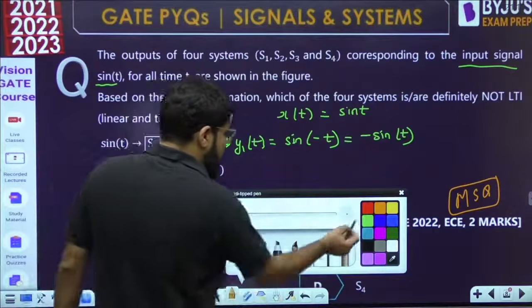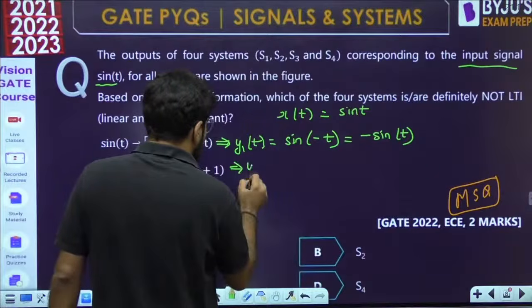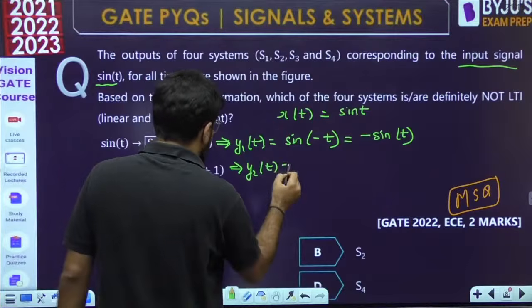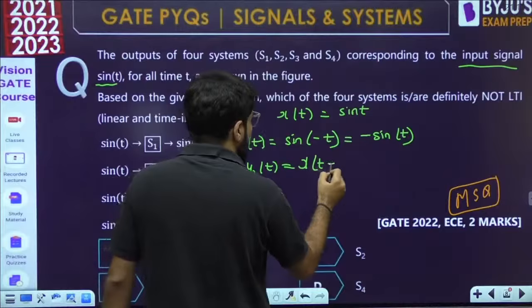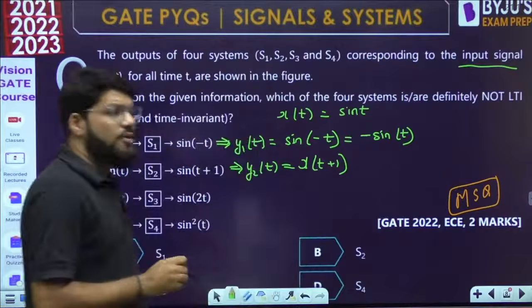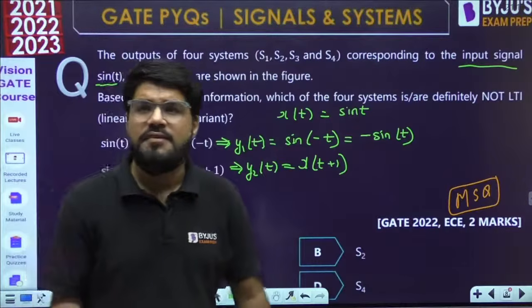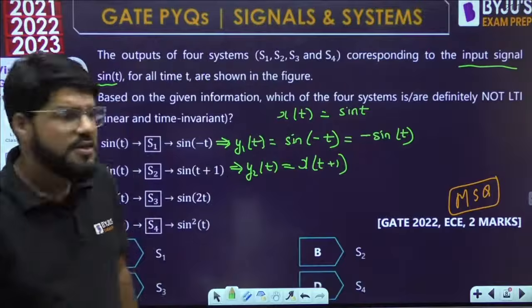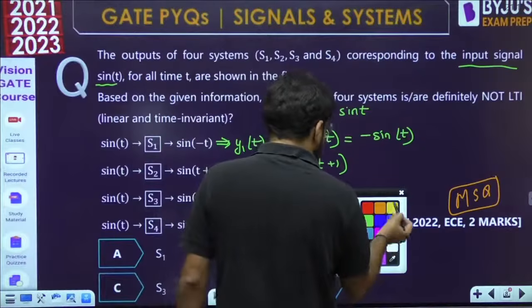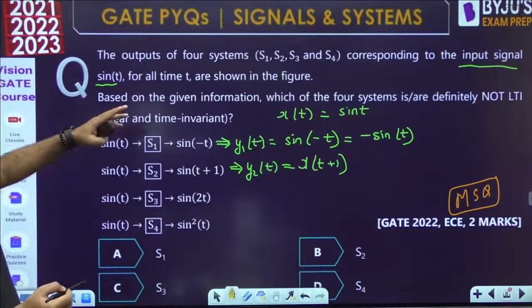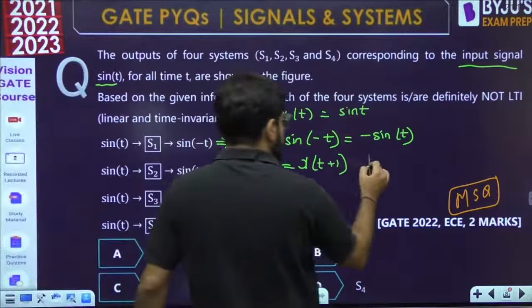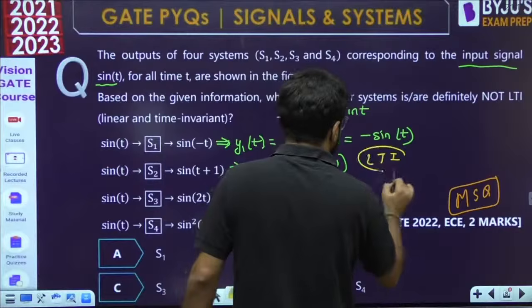Now let us come to the second case. What is y2 of t? That is sine of t plus 1. That means it is x of t plus 1. Time shifting doesn't affect the linearity or the time invariance. So this is definitely LTI. Which of them are definitely non-LTI? That is what we need to find. So this one is LTI.